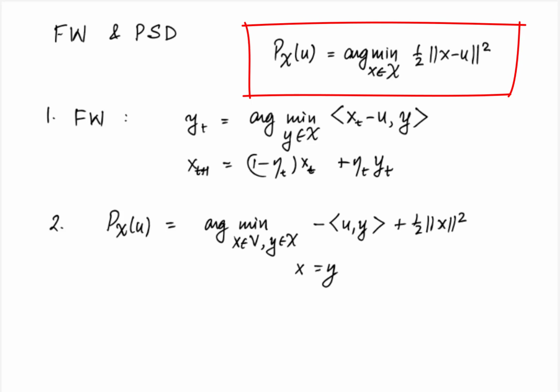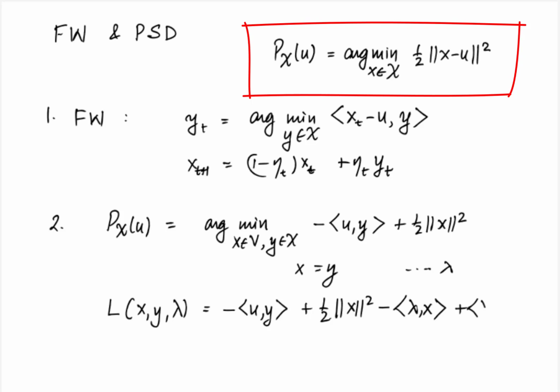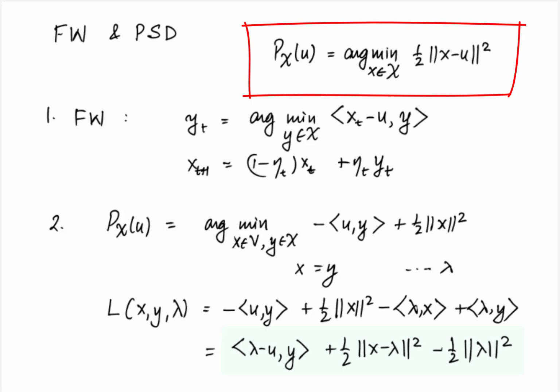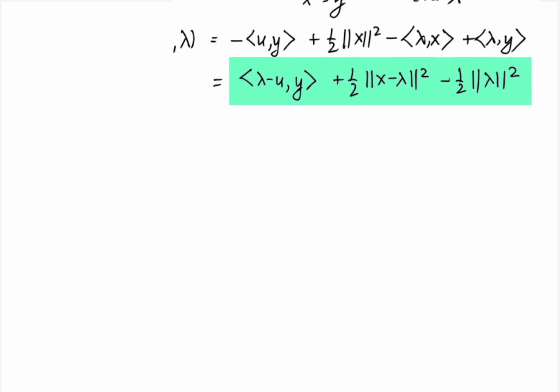So here we have freed up x to take arbitrary values in V while constraining y to be in calligraphic X. Then associate Lagrange multiplier lambda with the constraint so that the Lagrangian is given by L of x, y, lambda equal to minus inner product of u, y plus half norm square of x minus inner product of lambda, x plus inner product of lambda, y, which can be written as inner product of lambda minus u with y plus half norm of x minus lambda squared minus half norm lambda squared. So let us keep it for now.